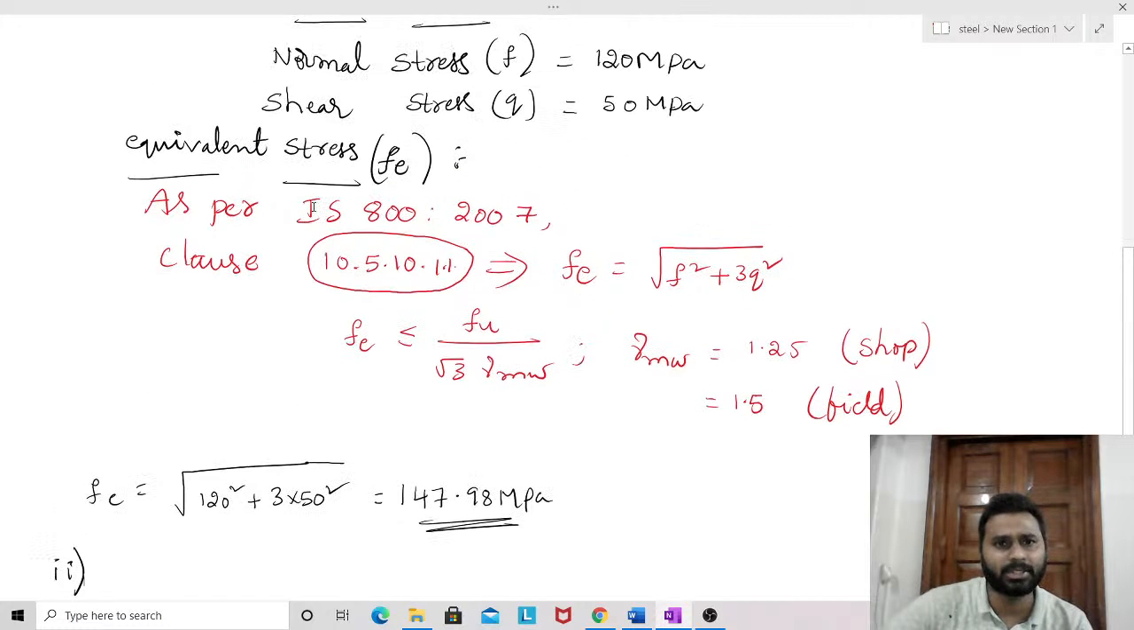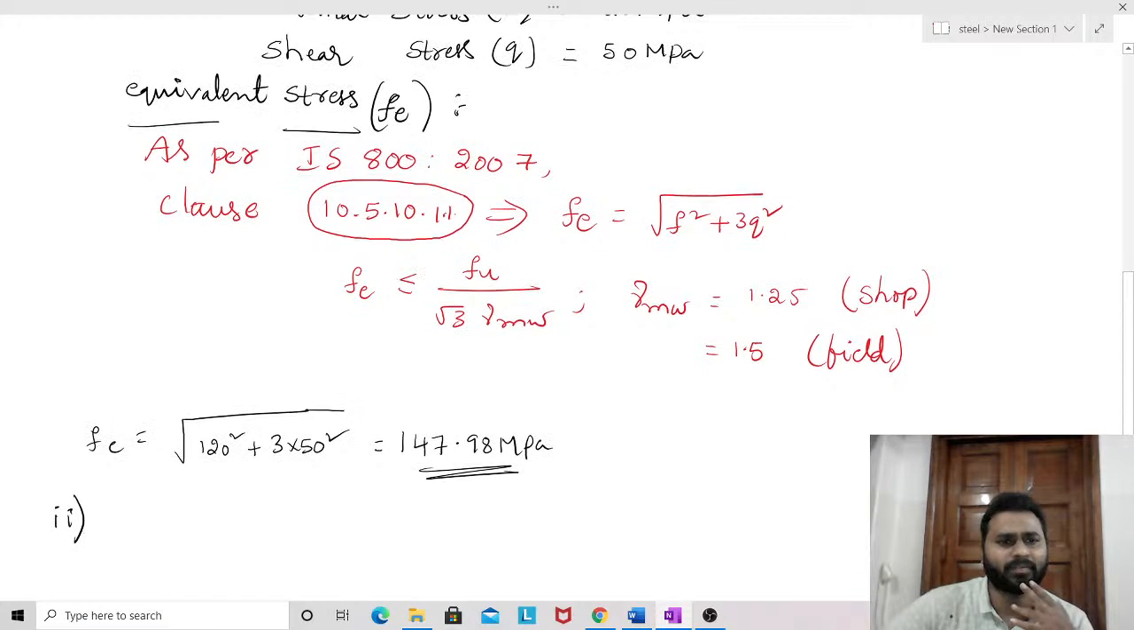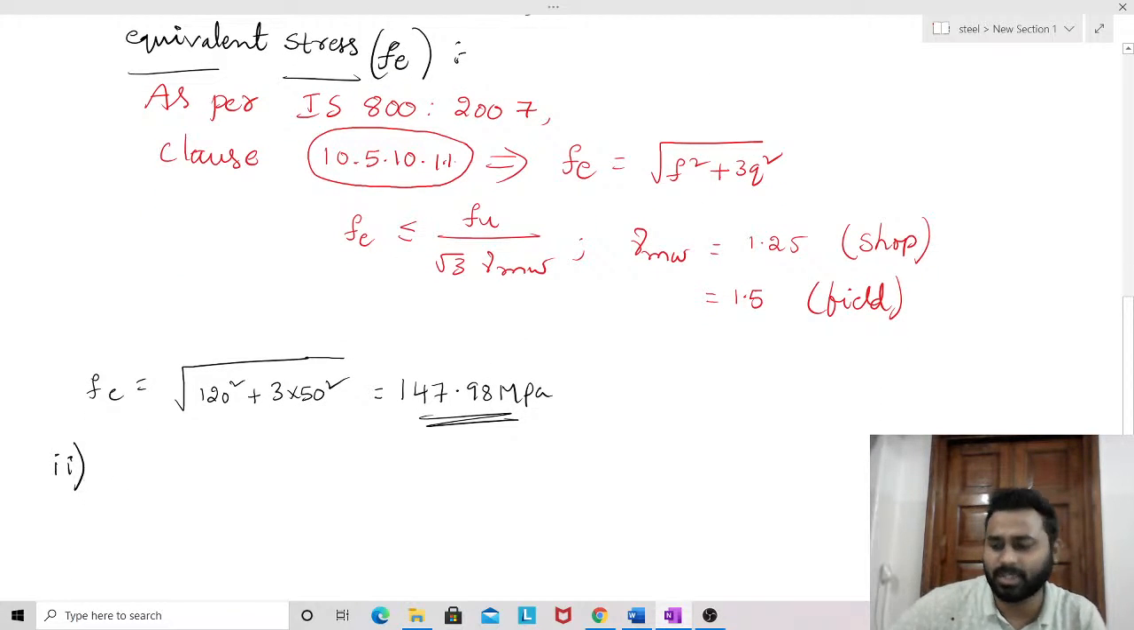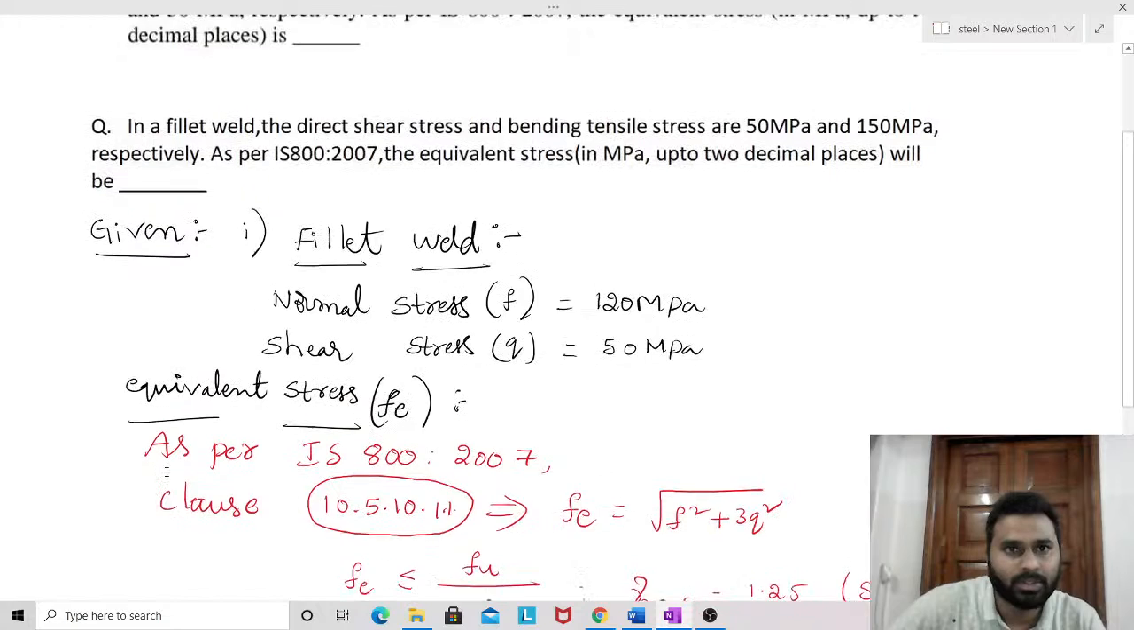The required things are already on the screen. If you want, you can copy this. So for this second question, directly I'll write the step to get the answer. So equivalent stress Fe. First let me write the given information in that question. So see the second question.